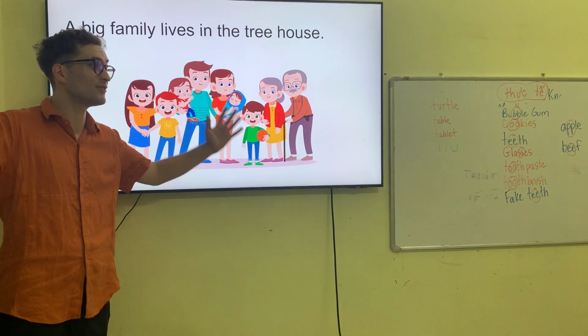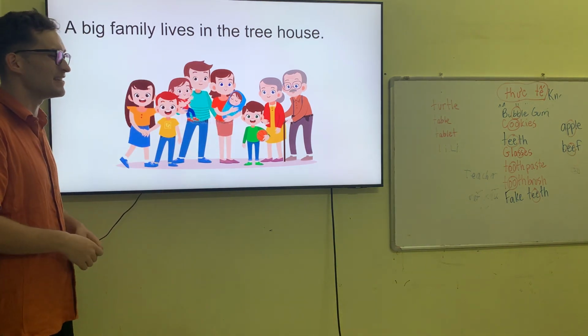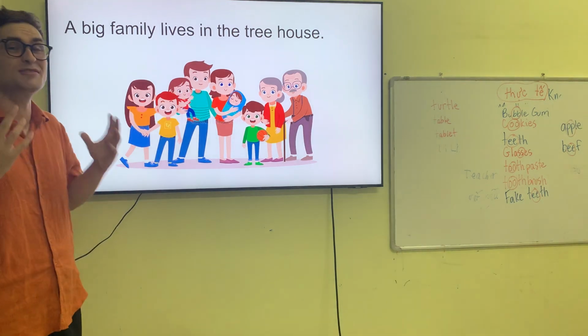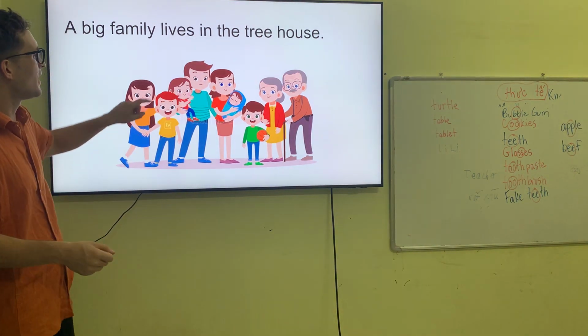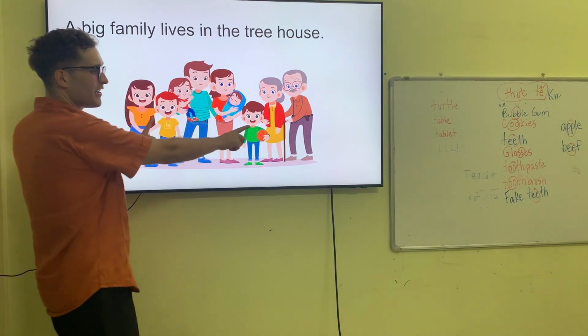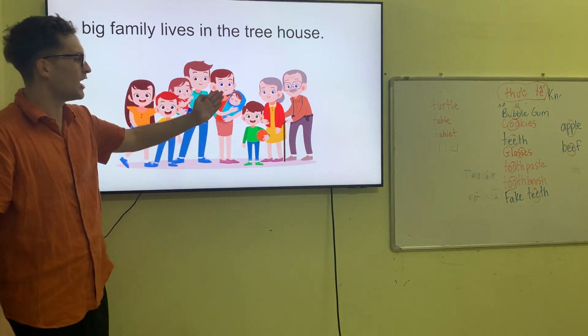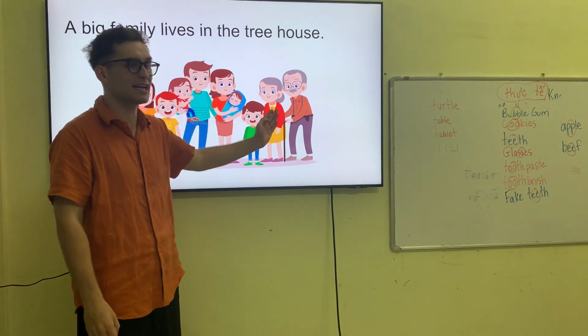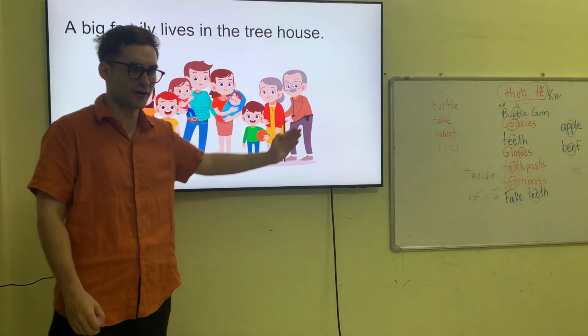A big family lives in the treehouse. I see so many people. Two sisters, two brothers, a mom, a dad, a baby, and a grandmother and grandfather.